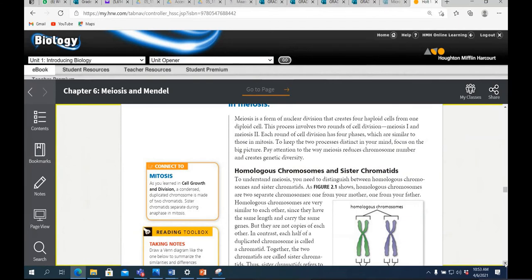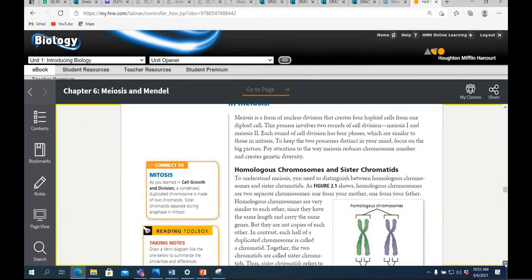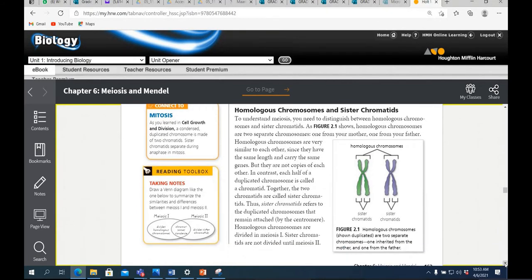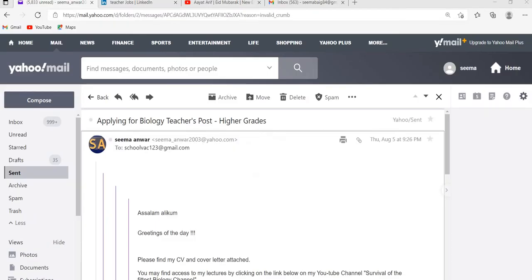Each round of cell division has 4 phases again, which are similar to those in mitosis. To keep the 2 processes distinct in your mind, focus on the big picture. Pay attention to the way meiosis reduces the chromosome number and creates genetic diversity. So the 4 phases which we are talking about are exactly similar to the 4 phases of mitosis. What are they? Let's discuss it. But always keep in mind, don't get confused between the process of meiosis and mitosis when we are studying the process of meiosis.